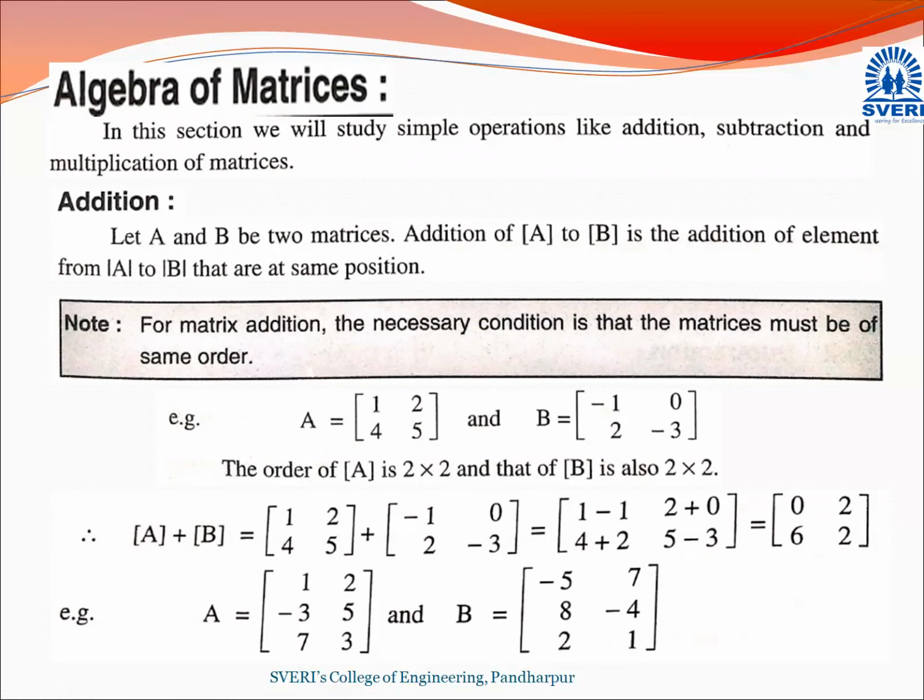What is the condition? The necessary condition is that the matrices must be of the same order, then and only then can we add the two matrices. So the order of A is 2 by 2 and B is also 2 by 2. Matrix A plus matrix B. Now first of all, we are taking the first row of both matrices.